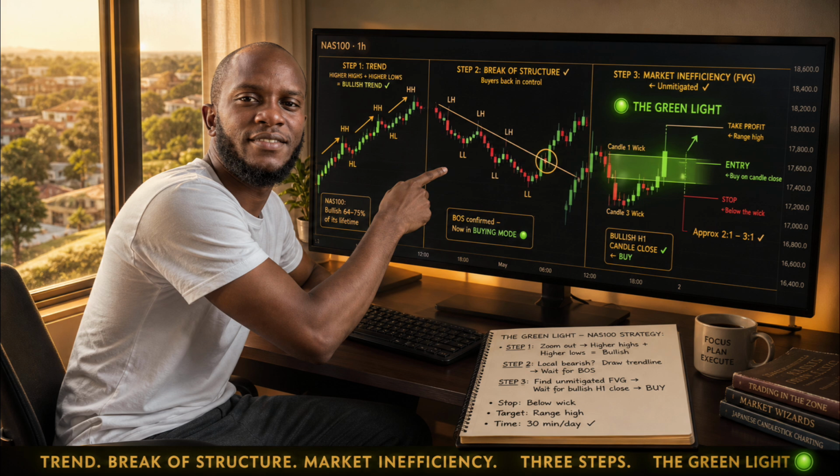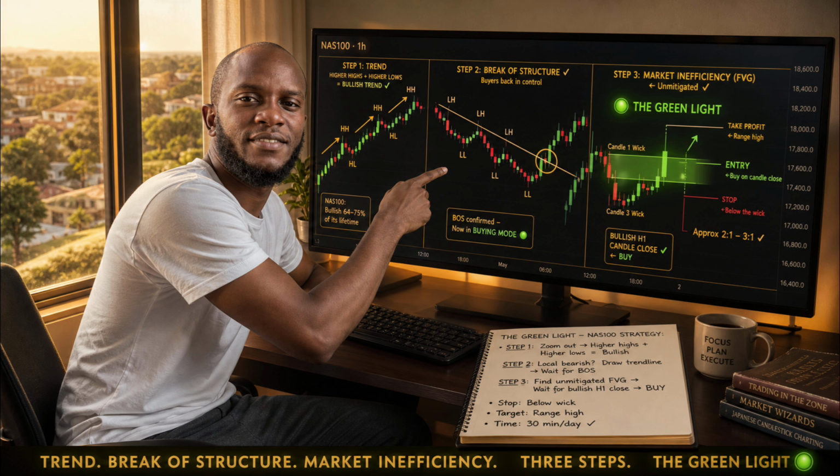The green light, NAS100, clean chart, zoom out. Higher highs, higher lows, the trend is what it's about. Break of structure, trend line breaks, buyers back in play. The green light, market inefficiency, FVG entry today. Mitigated, price returns, bullish candle close. Stop below the wick, take profit at the range high, that's how it goes. 64 to 75% of the time, a lifetime bullish trend. The green light, 3 steps, that's all you need.